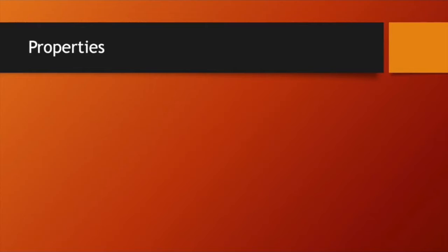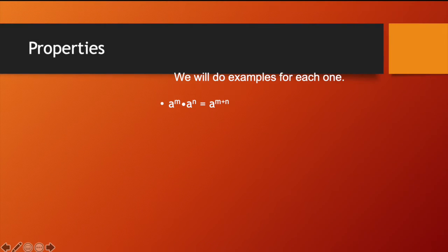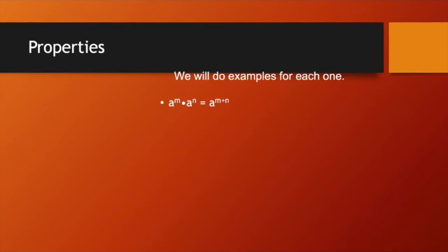All right, here's the first property. The A stands for any number, it's a variable. If you have any number raised to an exponent, that's the m, and you're multiplying it by that same number with another exponent, you add those exponents. Let me give you an example. It's an add. For example, if you had 2 to the 5th and you had 2 to the 6th, what do I do? That is 2 to the 11th, okay?